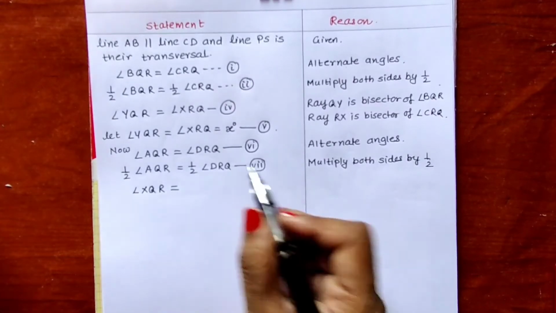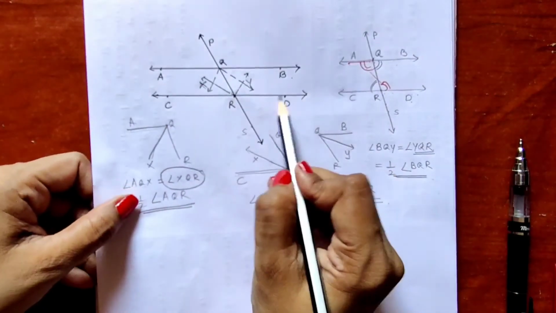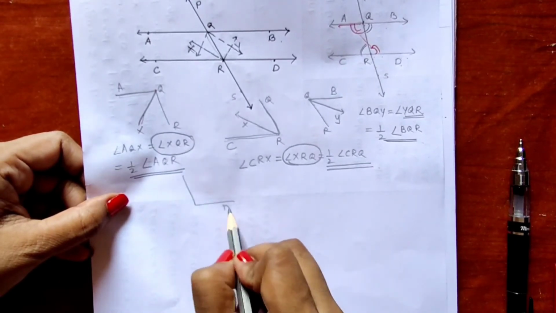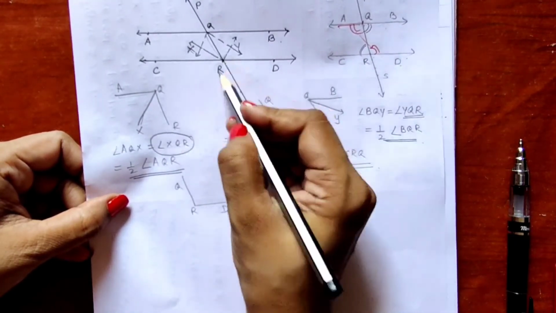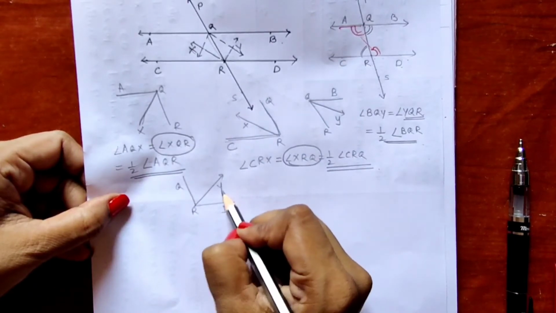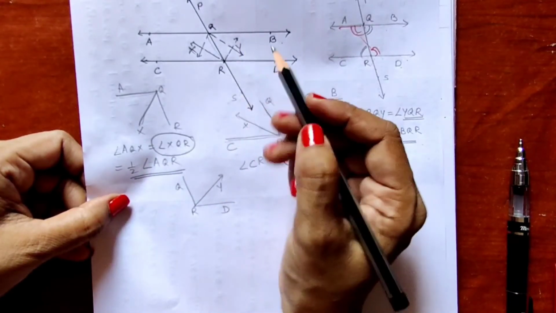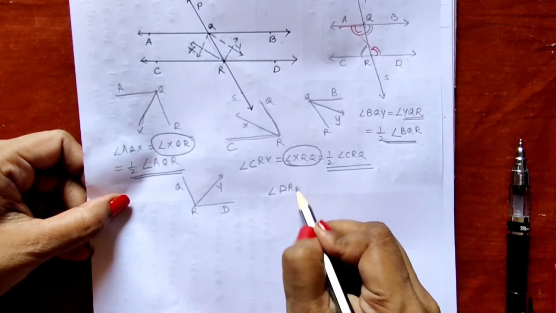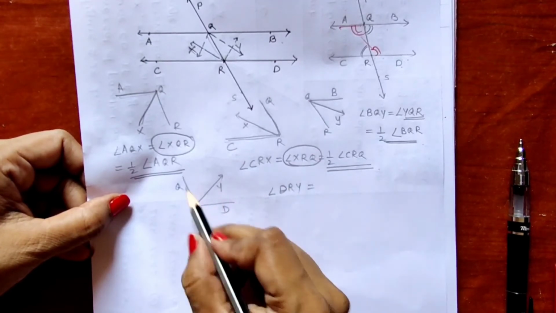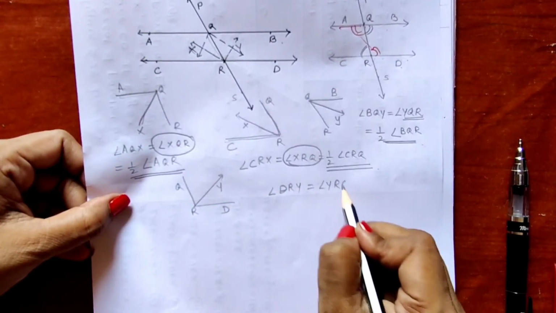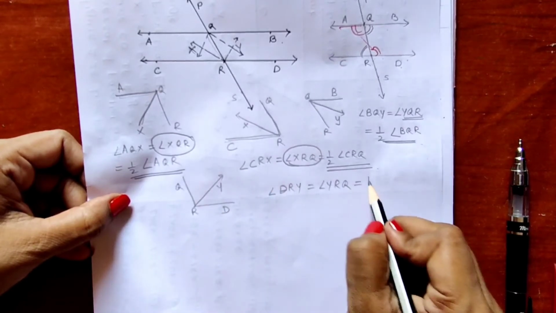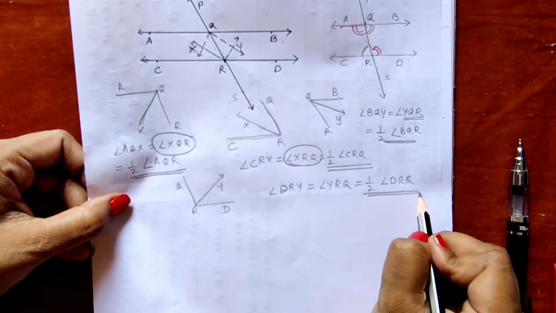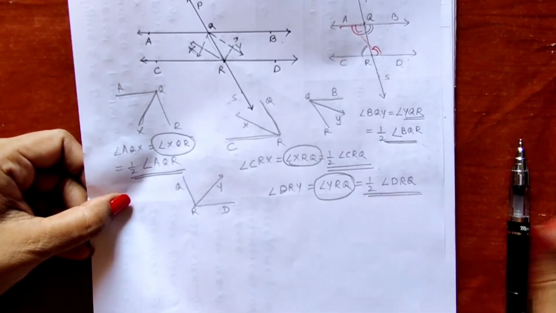Similarly, let us see which is the bisector of DRQ. Here we can see angle DRQ. I will be drawing here angle DRQ and its bisector is RY. Correct. So RY is bisector. That means DRQ is divided into two equal angles. Angle DRY is equal to angle YRQ. And both these angles are half of angle DRQ, correct? So in place of half angle DRQ, what I can write now? Angle YRQ.